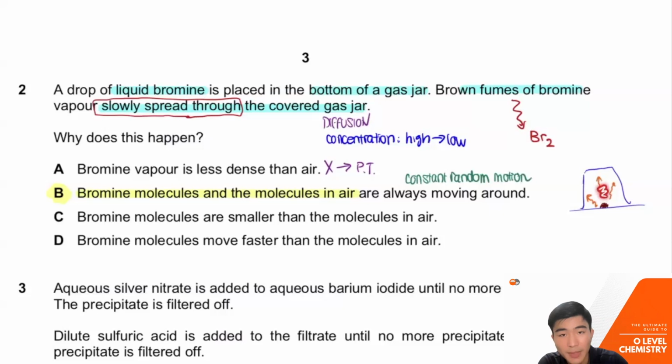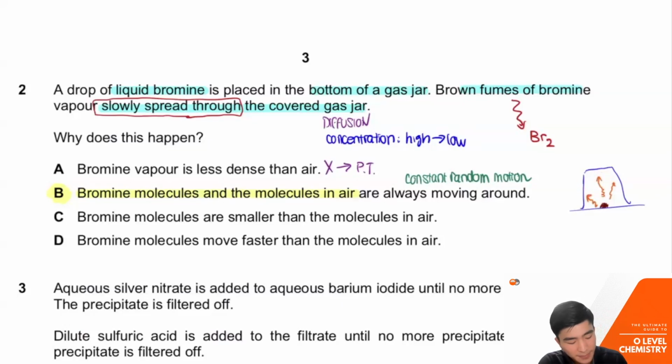That is why bromine can move in all directions, because it keeps getting hit by all the different air particles. So imagine one particle of bromine, it goes here, it gets hit by one air particle, it changes direction, goes up, changes direction again. And that's the reason why the bromine will spread throughout the whole covered glass jar.